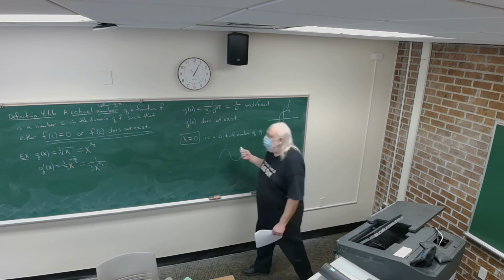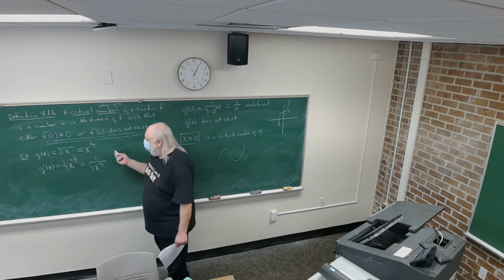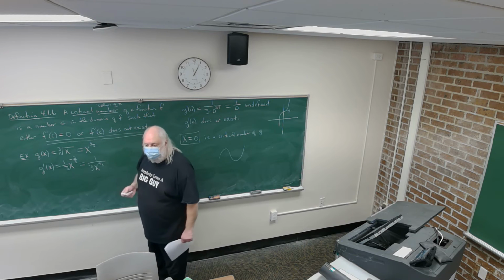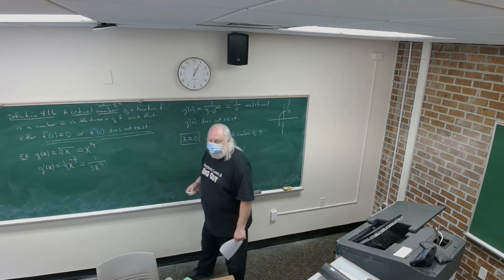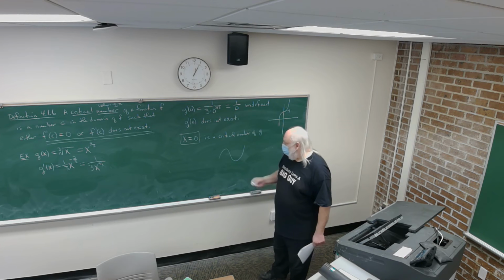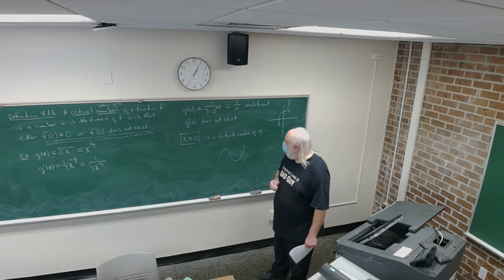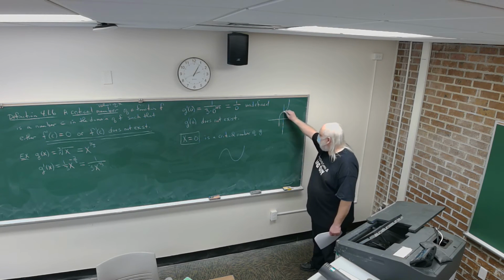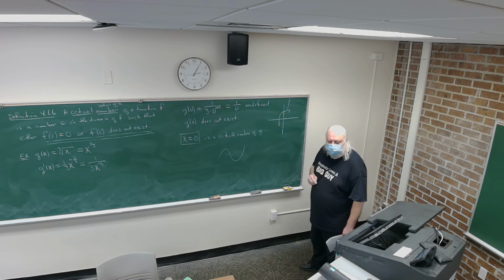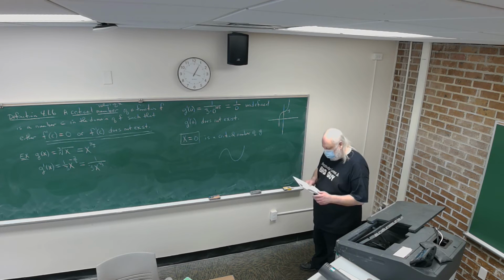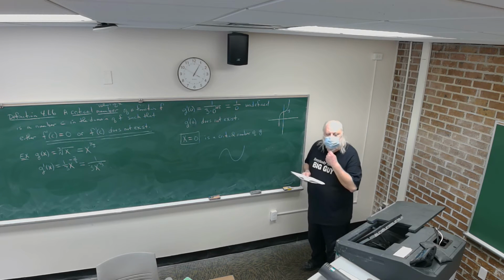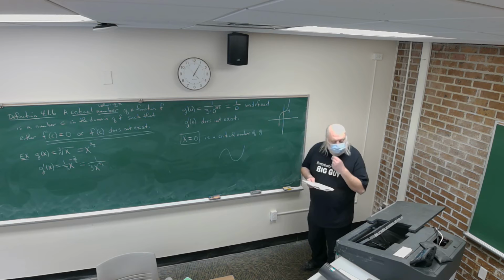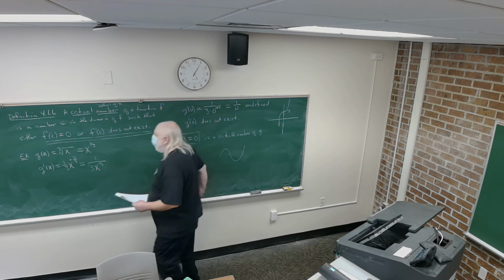Let me rephrase that. Critical numbers occur when the derivative is equal to 0 or undefined, meaning does not exist. So the local maximums will occur in there. But for some of those critical numbers, there may not be a local max or a min. Any other questions? Okay, all right, next definition.